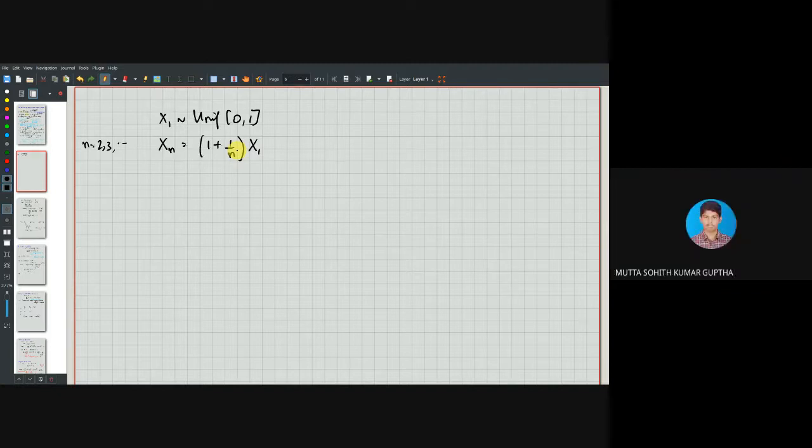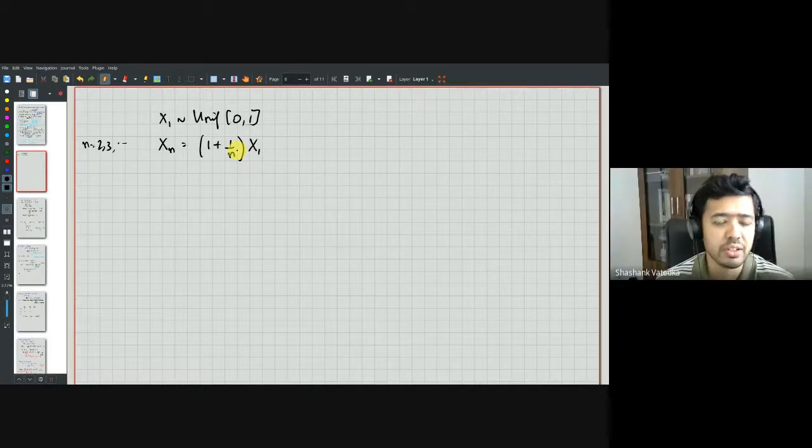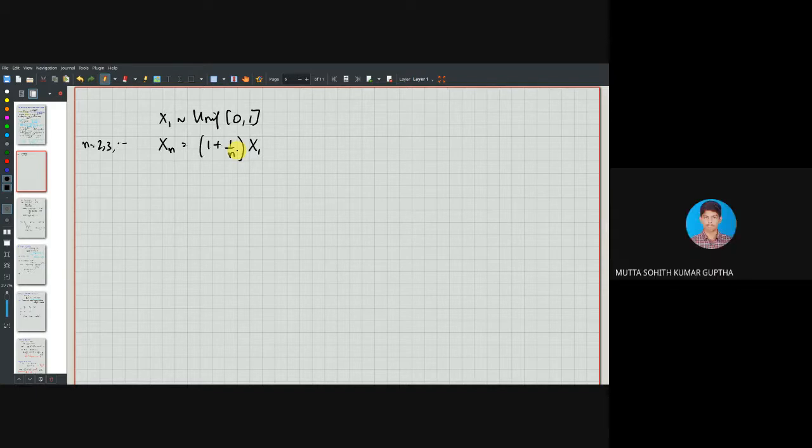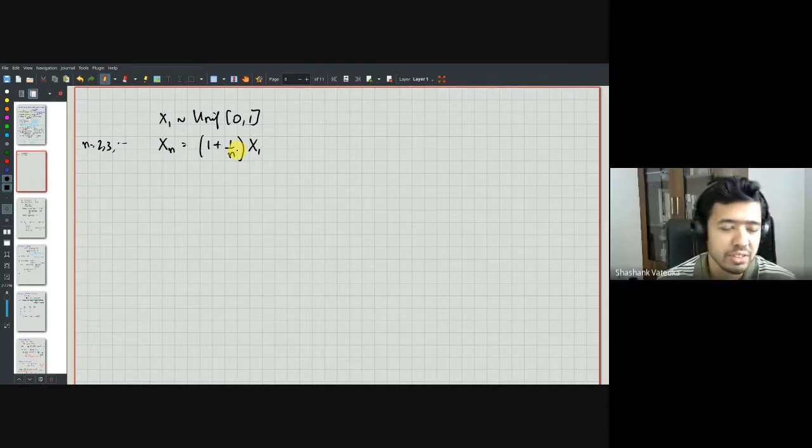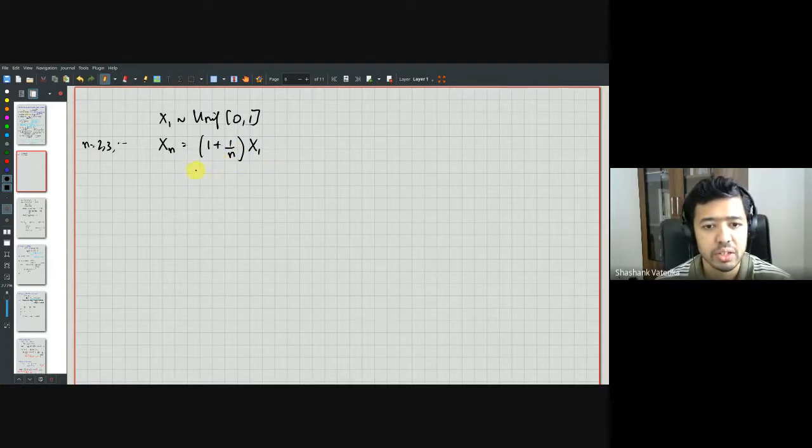Only X1 is independent. Correct. So basically, all the source of randomness is in X1. I can make it slightly more complicated, but let's keep it simple for now. Or yeah, let's make it a little more complicated.